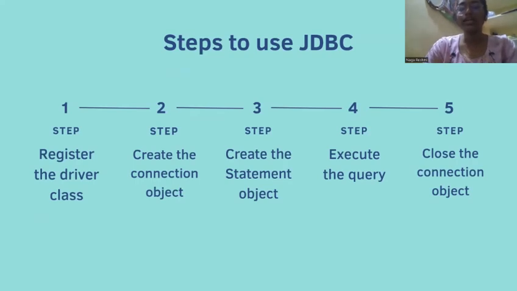The second one is to create a connection object. We create an object for making a connection. The third one is to create a statement object. The fourth step is to execute a particular query, for example select, insert, etc. And the fifth step is to close the connection object. These are the steps that we use to connect to JDBC.